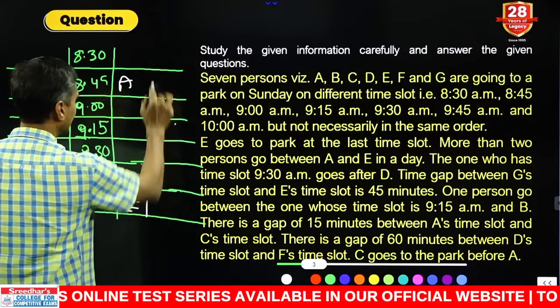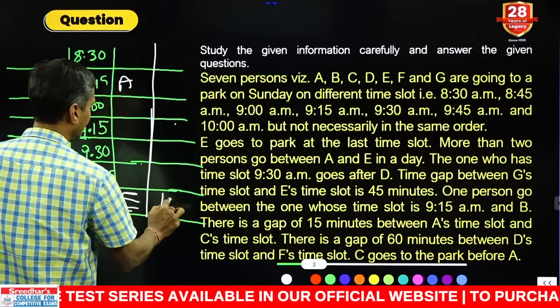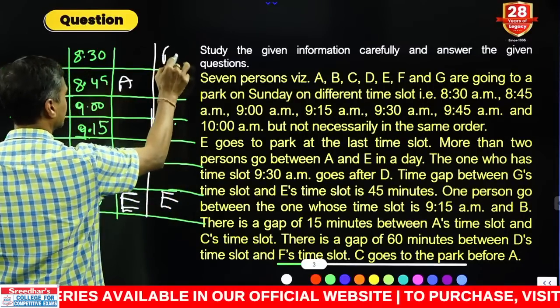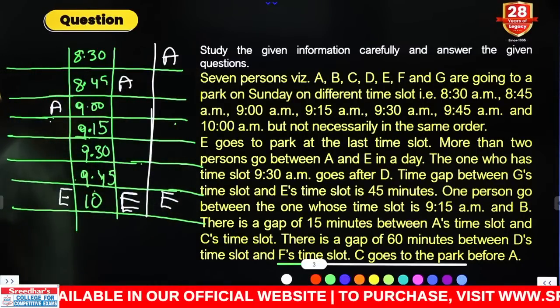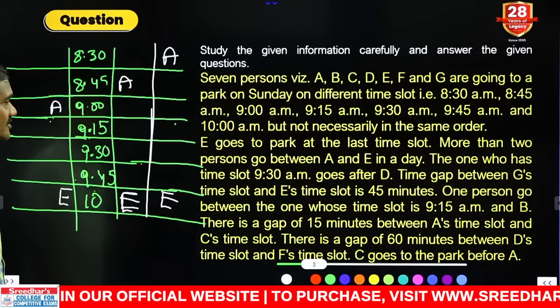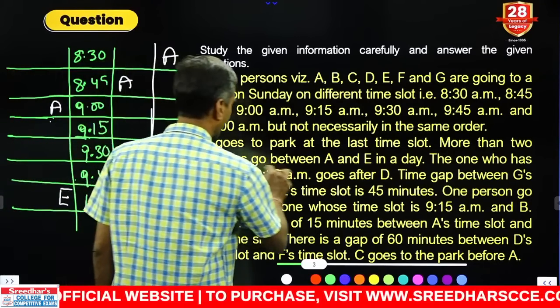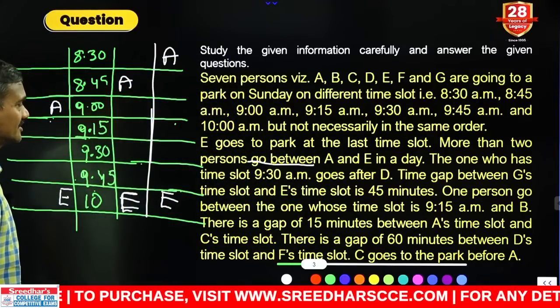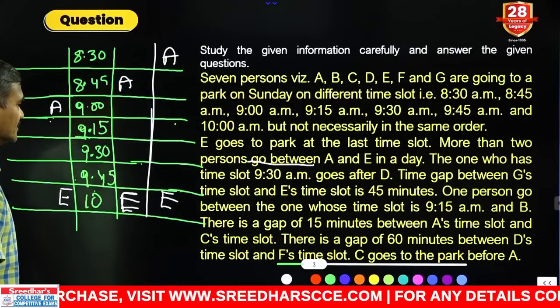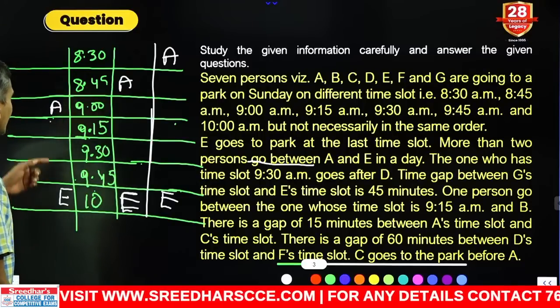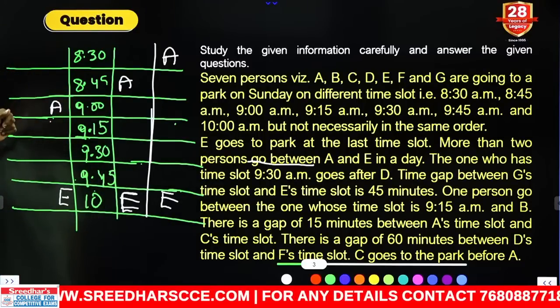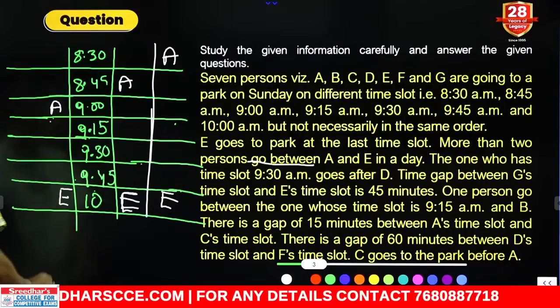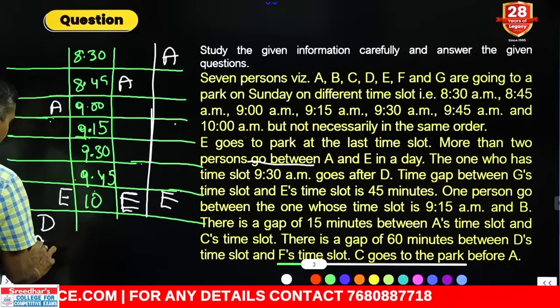Or, what is the last possibility we have? If E is here, then A must be at the beginning. So how many possibilities do we have? There are 3 different possibilities altogether as of now. The next one, the one who has the time slot at 9:30 a.m. goes after D, isn't it? 9:30 is after D, hence D must be before this 9:30. Clear? D is before the 9:30 slot.